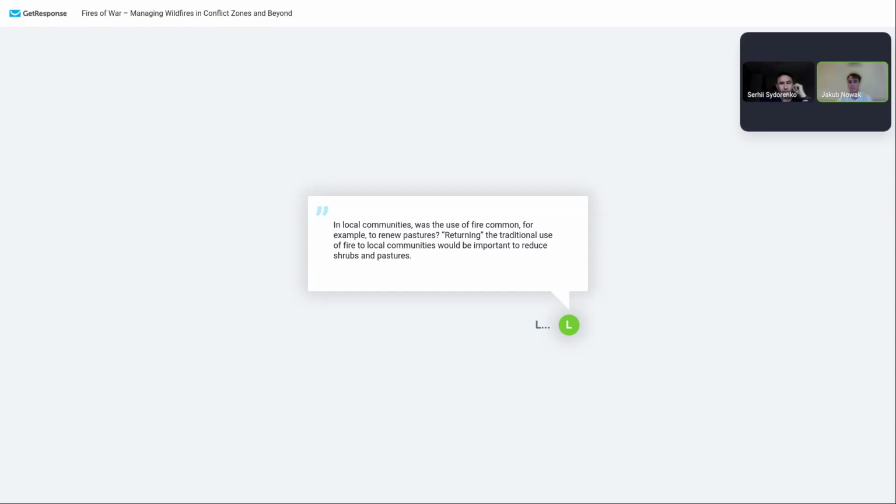Okay. So another one from Louis. Local communities: was the use of fire common, for example, to renew pastures? Returning the traditional use of fire to local communities will be important to reduce shrubs and pastures.